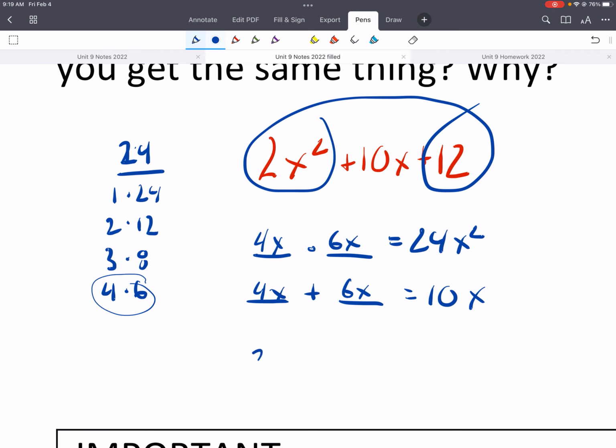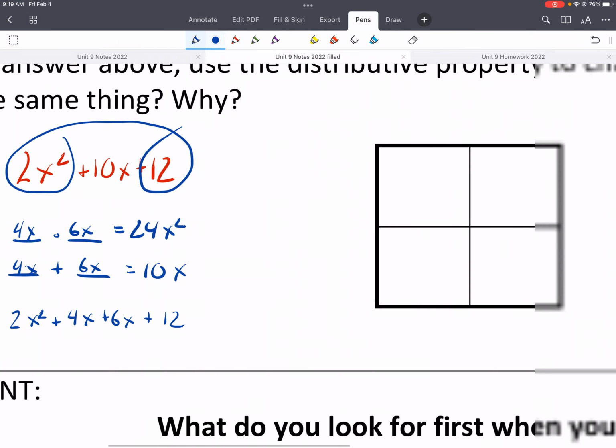Okay, so now we would end up getting 2x squared plus 4x plus 6x plus 12. And then we'd use our box. So we'd do 2x squared, and 4x, and 6x, and 12.